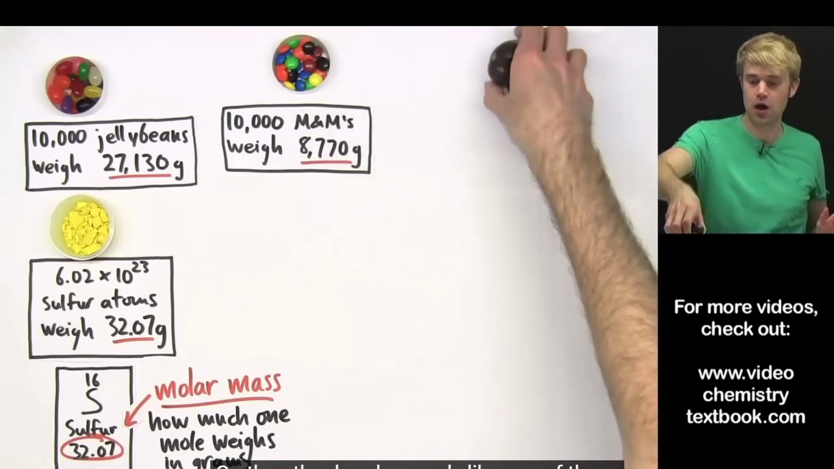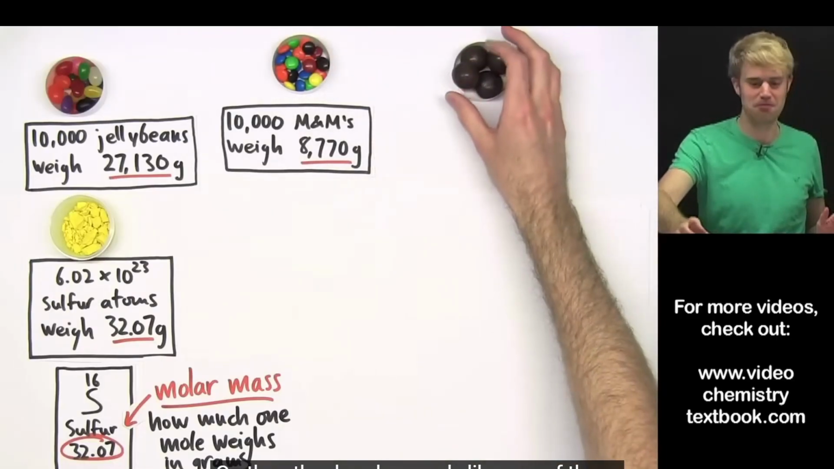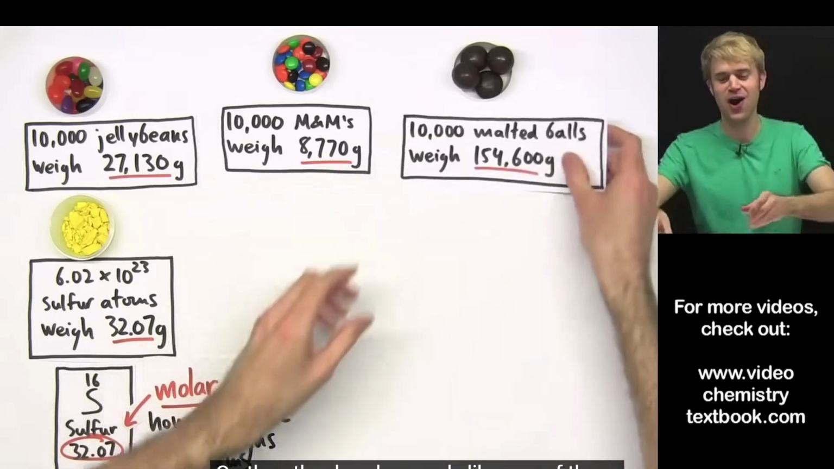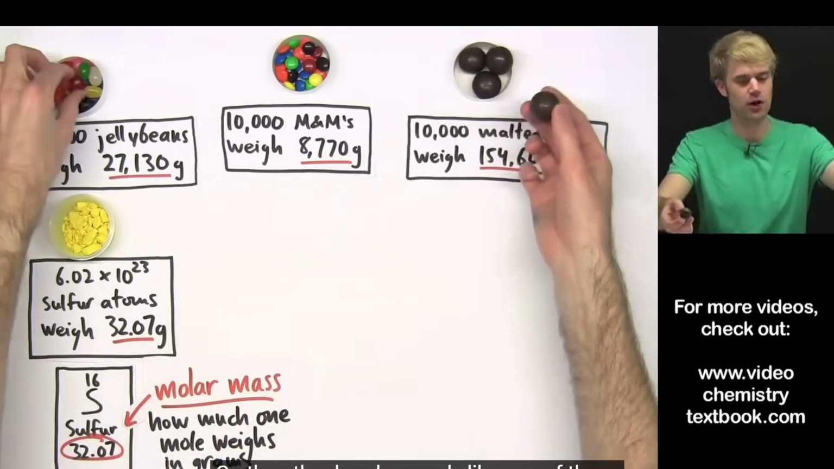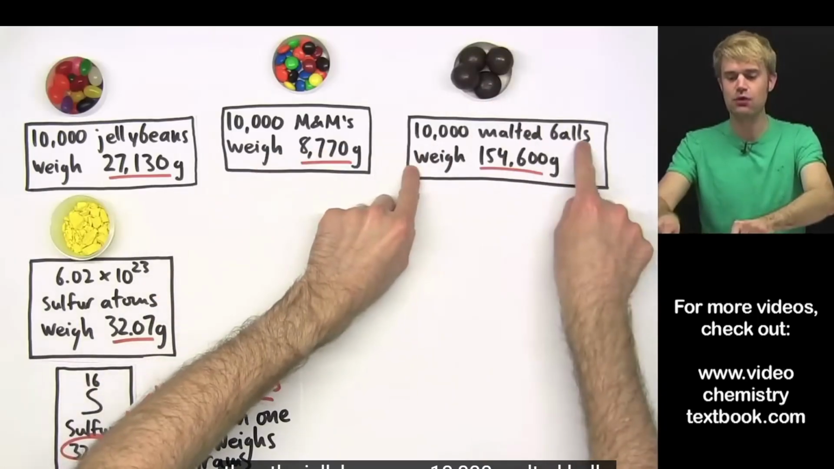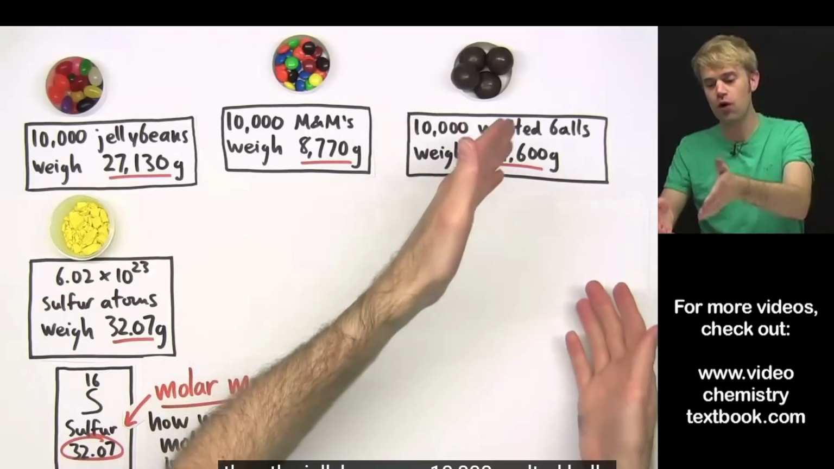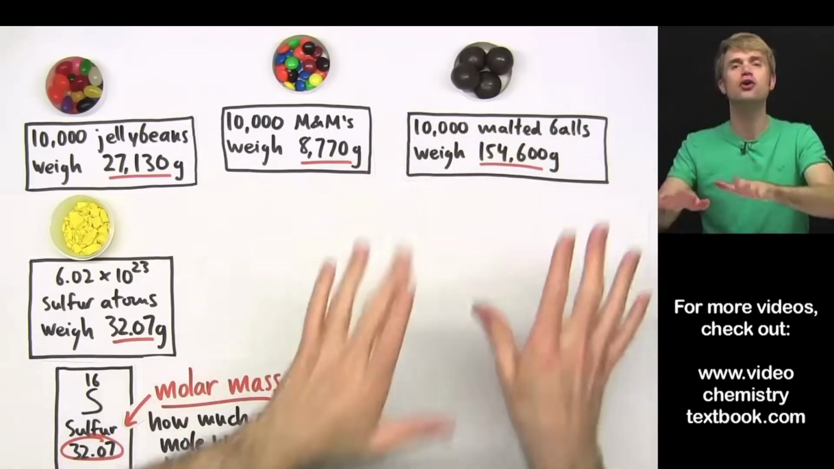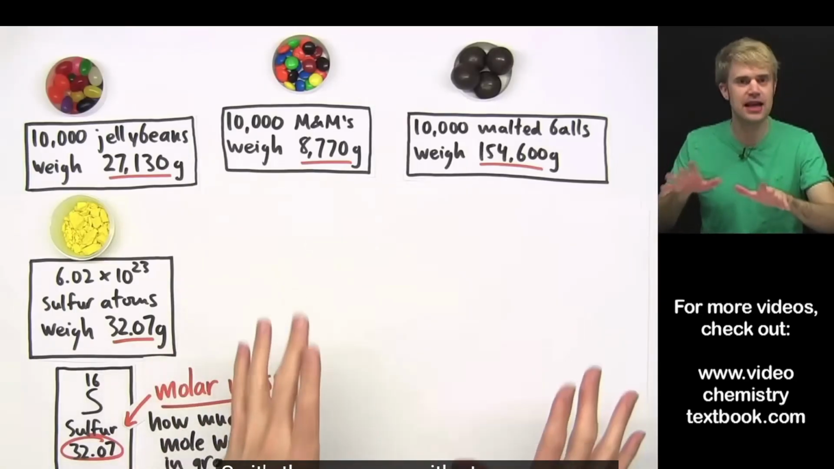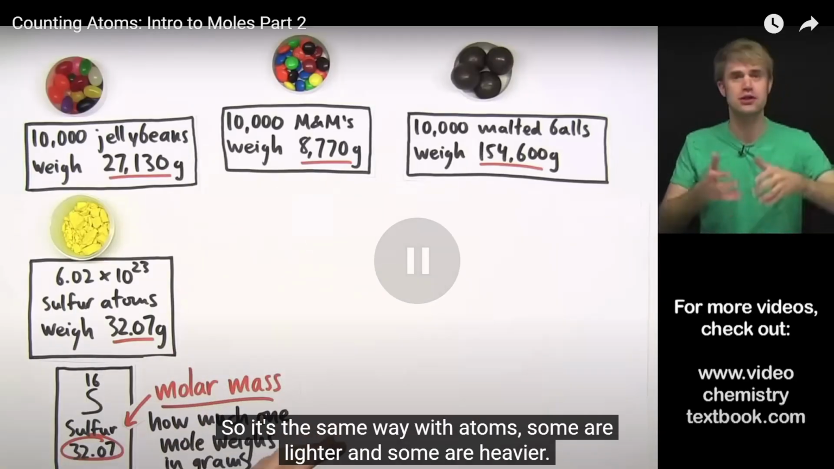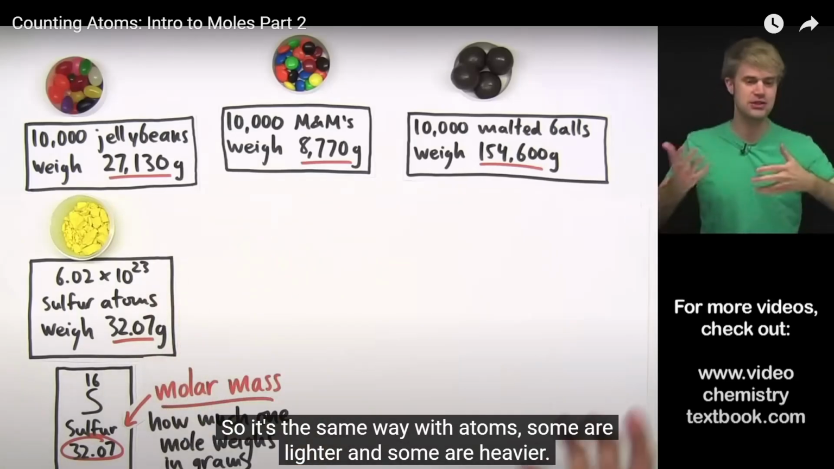On the other hand, a candy like one of these chocolate malted balls, very delicious, are a bunch heavier than the jelly beans, so 10,000 malted balls are going to weigh a bunch more, 154,600 grams. So it's the same way with atoms. Basically he's doing everything in 10,000s, but with the atoms we're going to do them in 602 hexillions, in moles. Some are lighter and some are heavier.